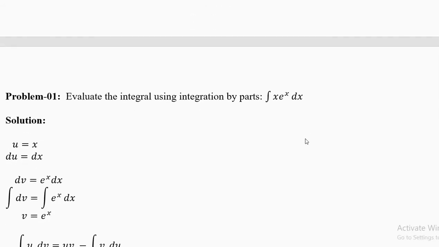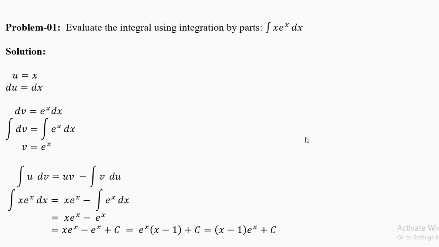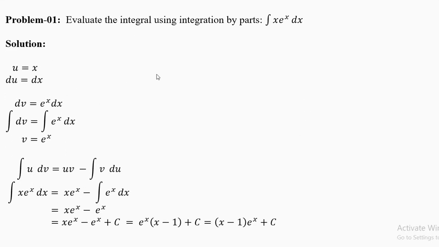Now the first example will be a very simple example. You are going to integrate x e power x dx. The solution will look something like this. You choose u equal to x and dv equal to e power x dx. See, we have to write this as product of two things. One is u and one is dv.